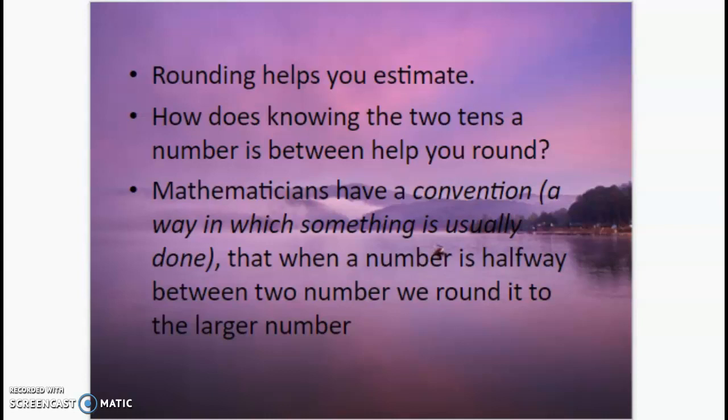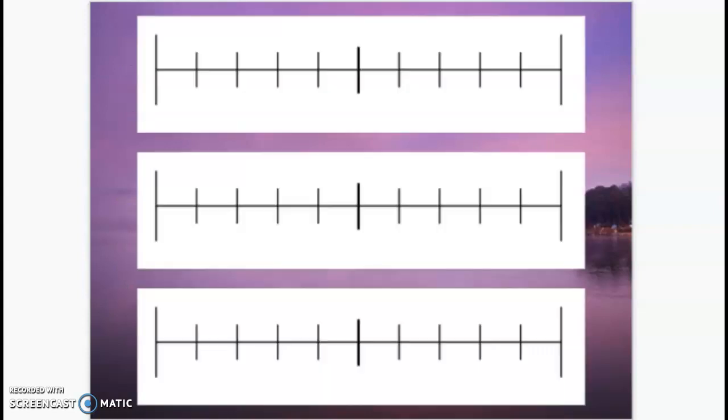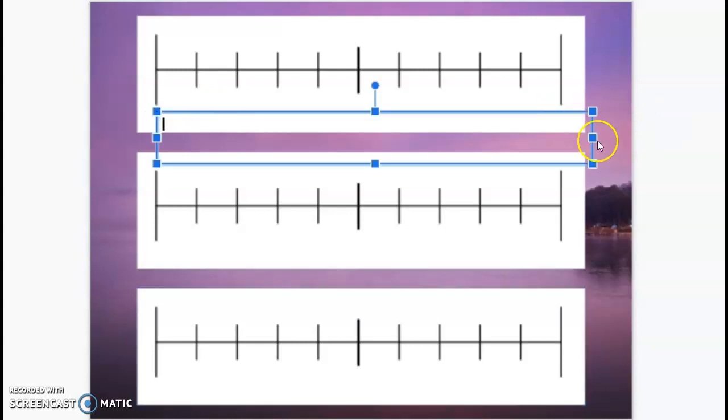So our numbers were 17, 32, and 28. I'm going to go back to that screen just to be sure. 17, 32, 28. So we're going to do our number line like we did yesterday. And I don't have my blocks put in here, so I'm going to insert my text boxes as we go through. And we're going to determine the first one for 17. So we've got to think about what two tens 17 is between. So I'm going to give you a second to think about that in your mind.